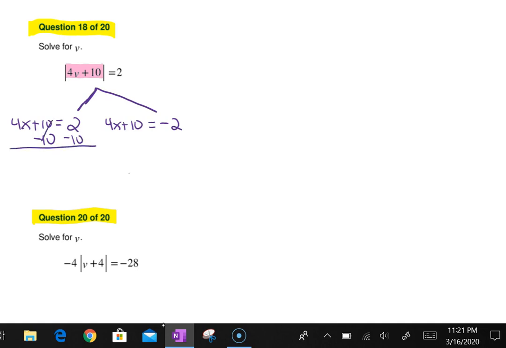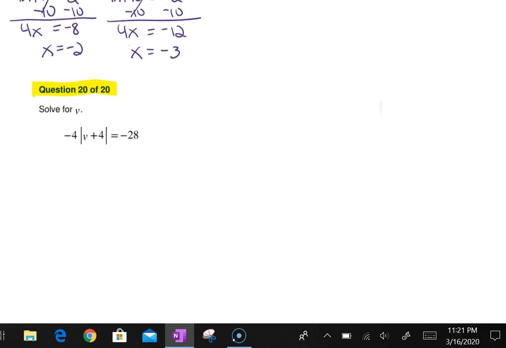So minus 10, 4x equals negative 8 and x equals negative 2. That's one possibility. Minus 10, minus 10. 4x equals negative 12. When you divide by 4, you're going to get negative 3.